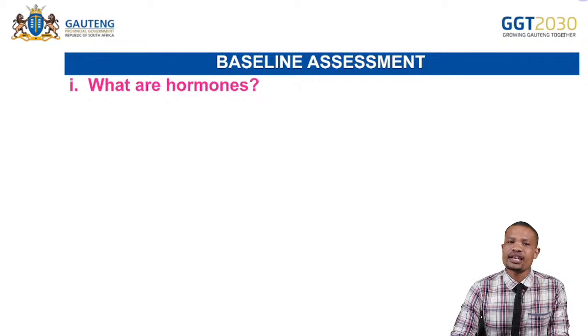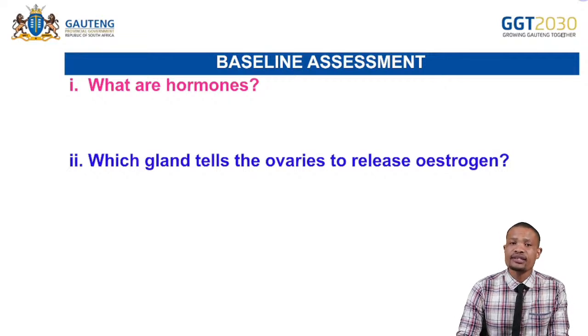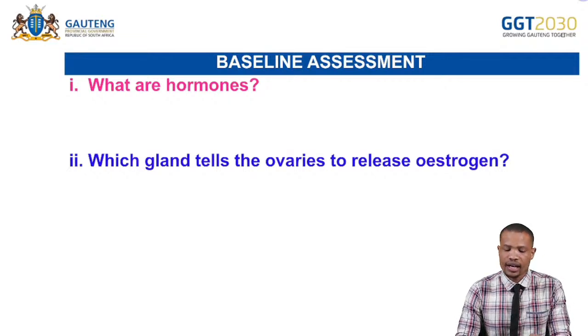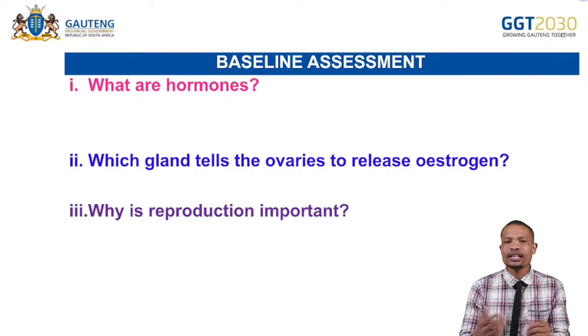Now let's quickly do our baseline assessment. The first question says, what are hormones? Second question, which gland tells the ovaries to release estrogen? And lastly, why is reproduction important? So you have 3 minutes to work on these 3 simple questions, and your time begins now.